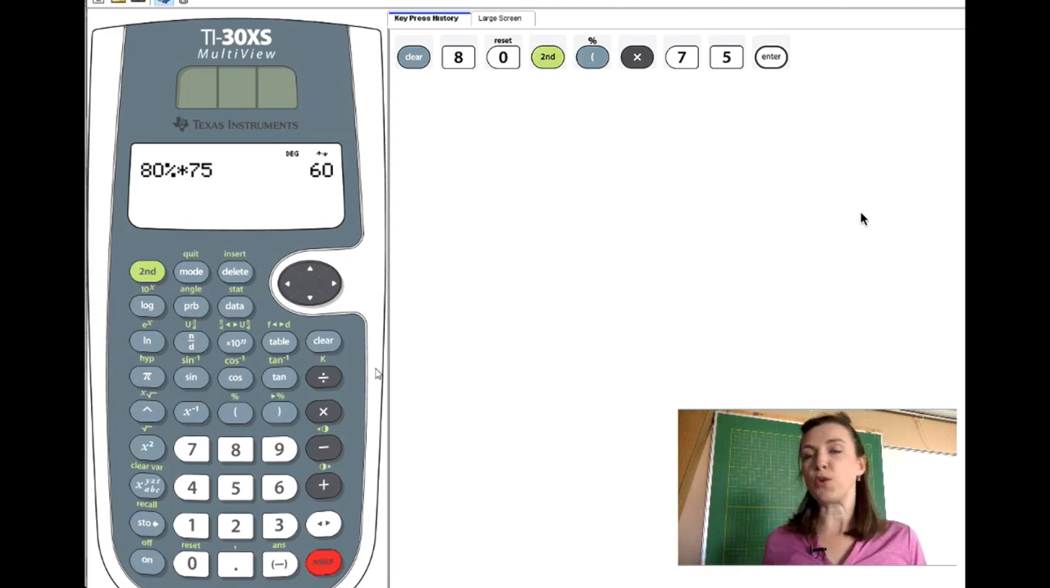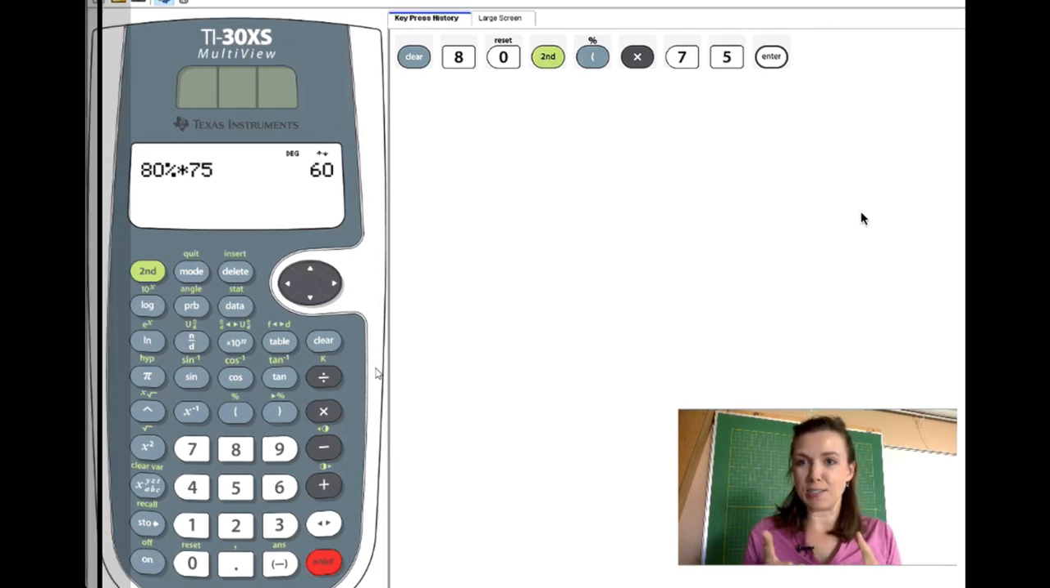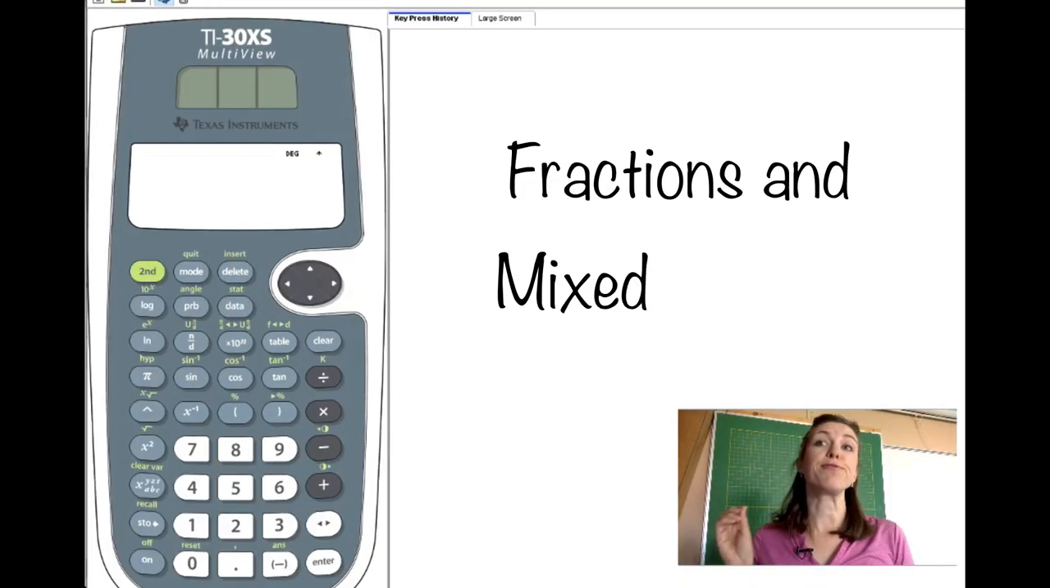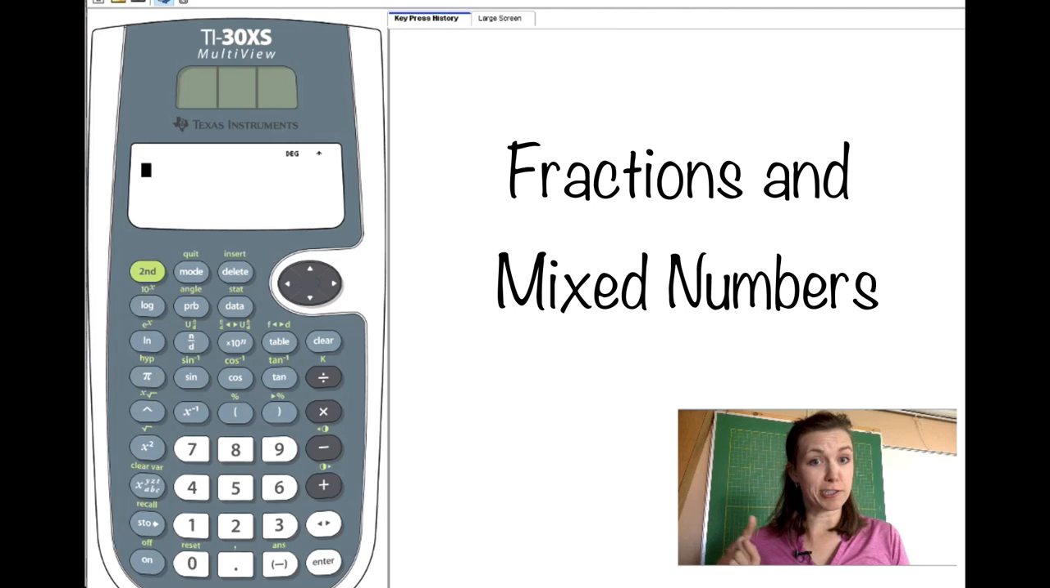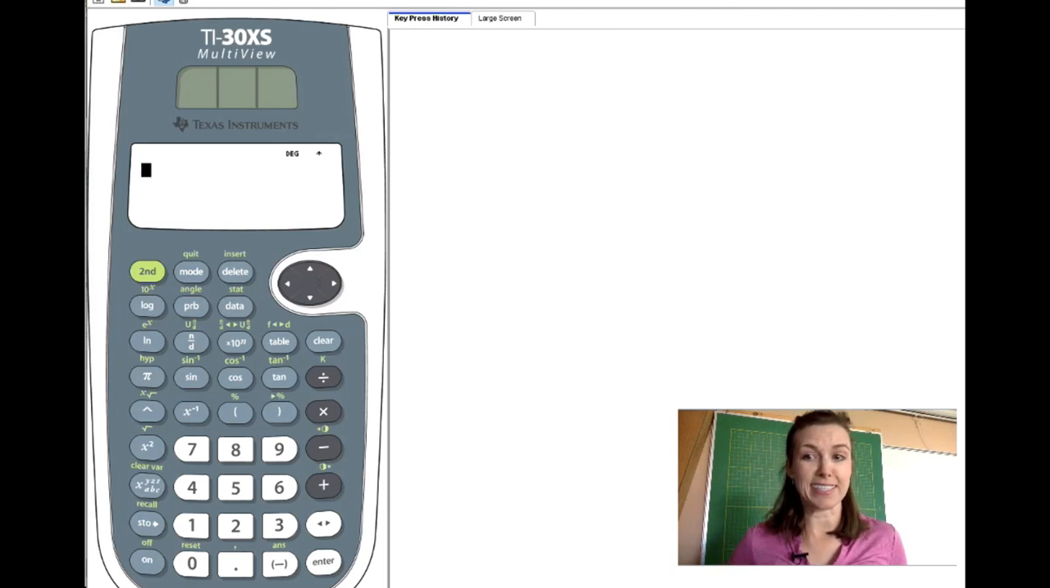Now, is this something that you need a calculator for? No, you could just do it by yourself. But remember, this is a timed test. And so if you can use your calculator as a resource, it will really help you as you are taking the test. So let's move on to fractions, because we know that fractions are probably going to be on that test, right? So the way to get to a fraction is we have this little button right here.